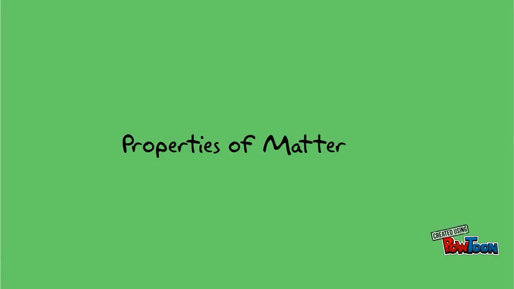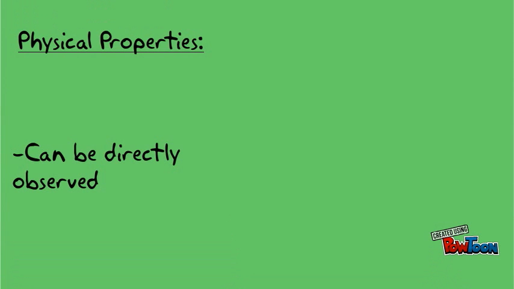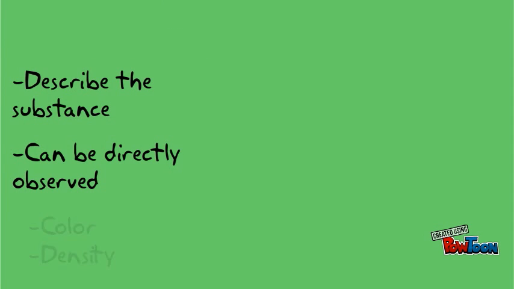We are going to learn about classifying the properties and changes of matter. Properties of matter can be classified as either physical or chemical properties. Physical properties can be directly observed and describe the substance. Examples of physical properties would include color or density.